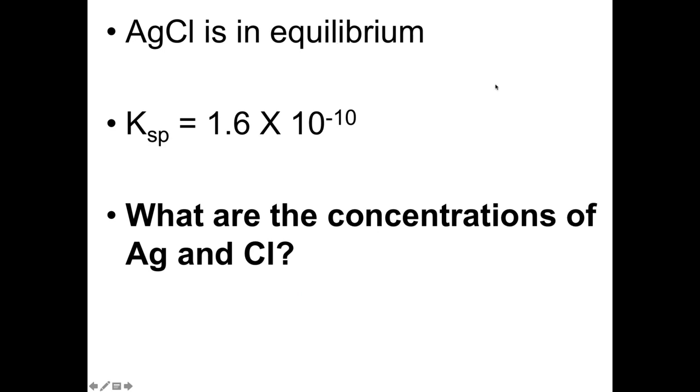So the AgCl is in equilibrium. You can see the small KSP, so AgCl is generally considered insoluble because of how small that is. If we want to know the concentrations of the Ag and Cl, these are the steps you'll take.